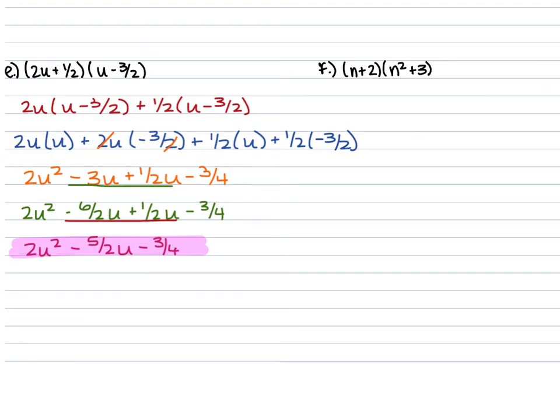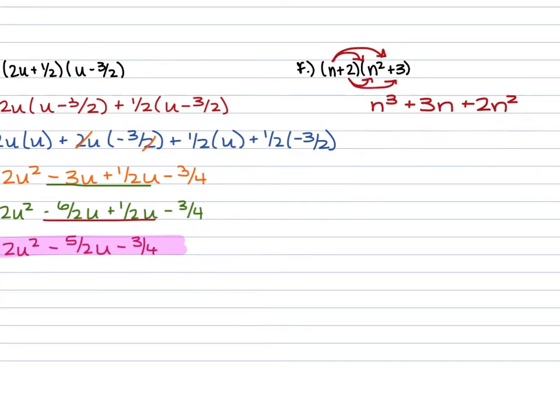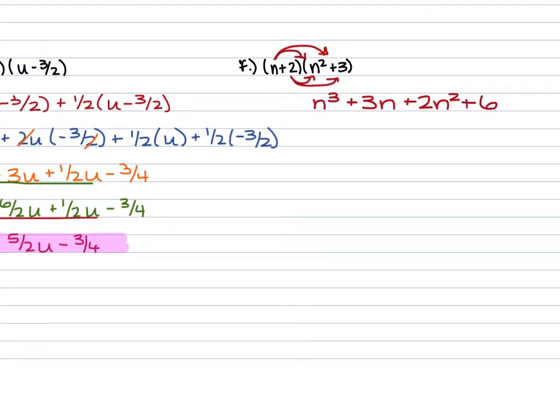For example F, we have n plus 2 times n squared plus 3. So again, I'm just going to FOIL this. N times n squared is n cubed. N times 3 is 3n. The 2 times n squared is 2n squared. And 2 times 3 is 6.